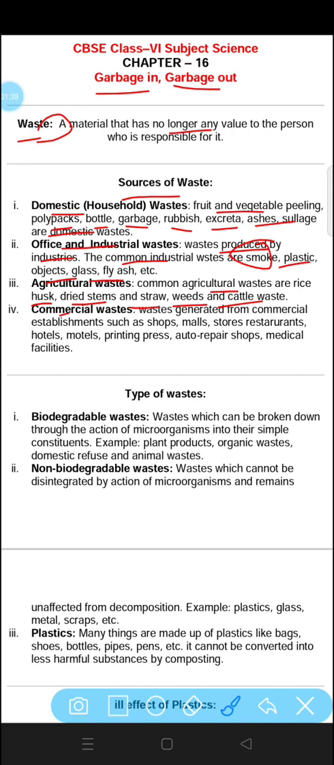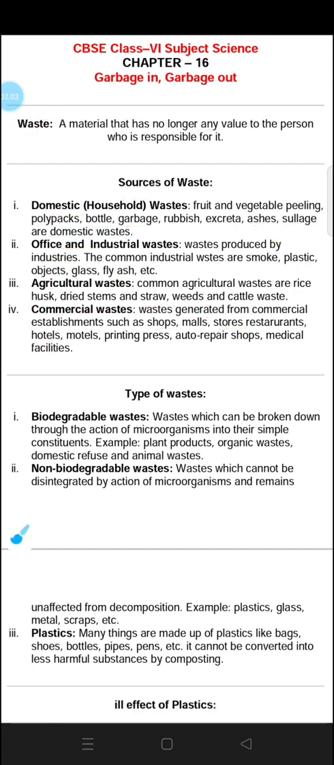Next is commercial waste. Waste generated from commercial establishment such as shop, malls, stores, restaurant, hotels, motels, printing press, auto repair shops, medical facilities. They all produce different commercial waste. As they are doing their commercial work, it is produced on the commercial basis, a large base. That is why they are called commercial waste.